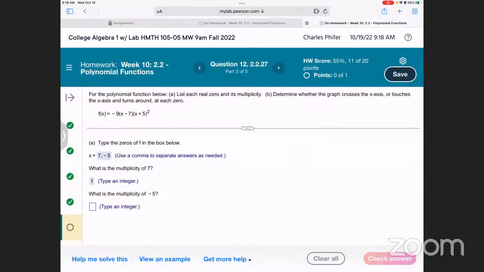Oh, I'm supposed to check Zoom. And then the multiplicity of -5 is 2.